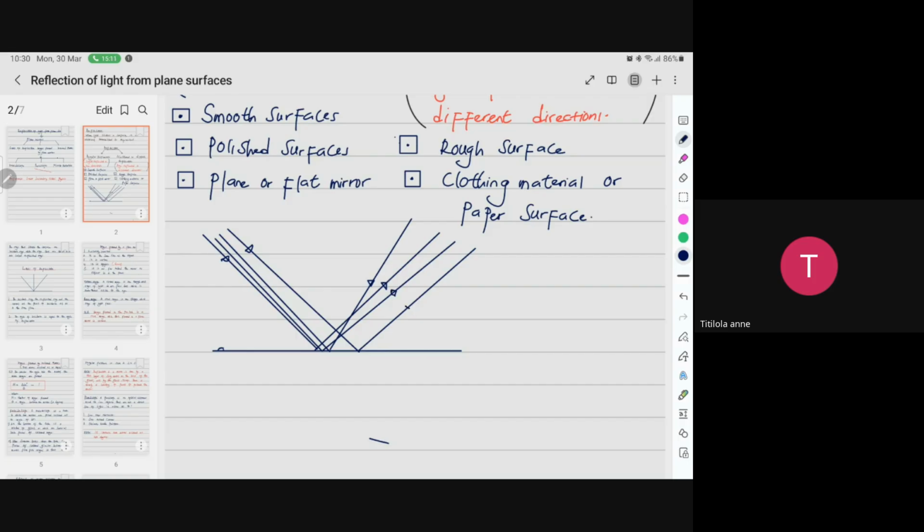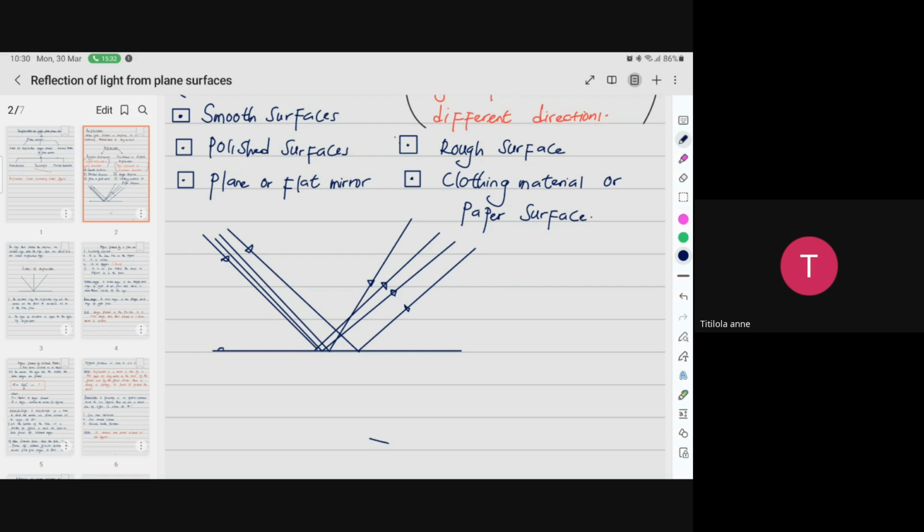And you can see that everything is happening in just one direction. Remember that the surface is expected to be smooth. But when you have a rough surface, a different thing is going to happen. For a rough surface, the reflection is going to be in different directions, right? It's going to be scattered.